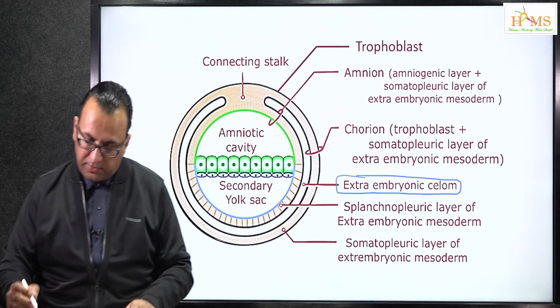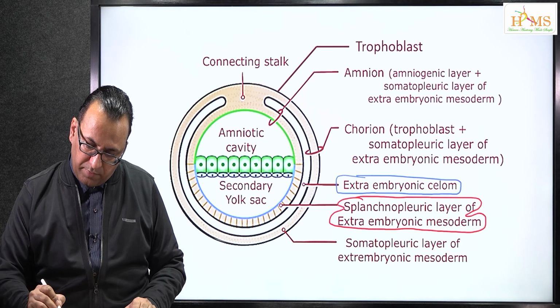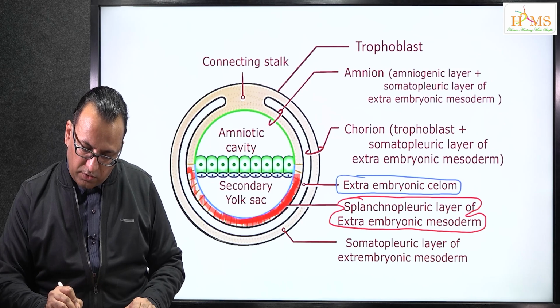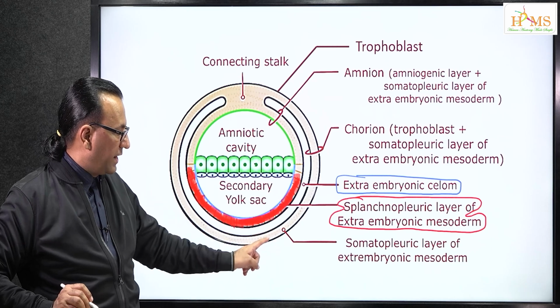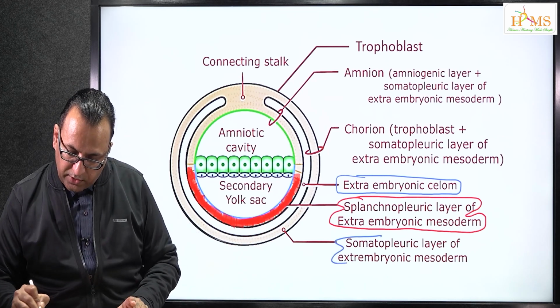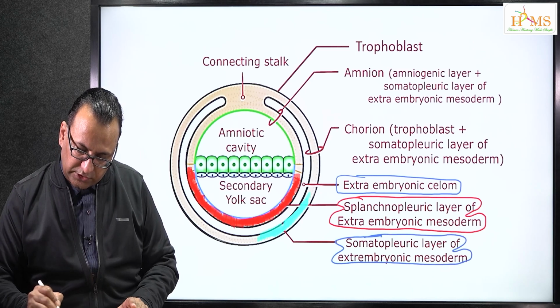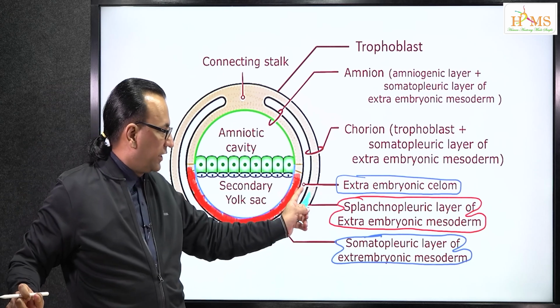You can mark it here. The visceral or splanchnic layer of extraembryonic mesoderm is the mesoderm which is lining the secondary yolk sac. Otherwise, whatever else is beyond that is called the somatic layer. If you look at this one, it is the somatic layer. Let us mark it also. As you notice, this is the somatopleuric layer of extraembryonic mesoderm, and between the two, we have this coelomic cavity, what we are calling the extraembryonic coelomic cavity.